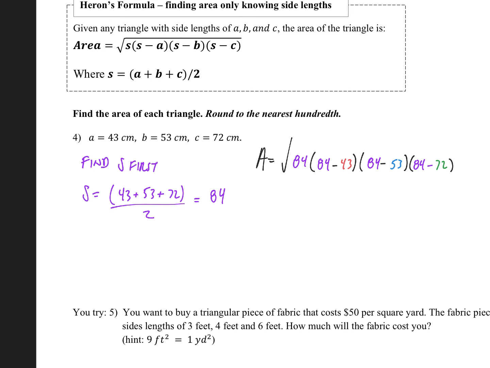So you can type it in just like that if you want to, or if you wanted to do some of the simplifying in your head and make it a little easier to type in, you might want to do that. So 84 times 41 times 31 times 12. So just make sure that's all under there. If you need to use parentheses, depending on how old your calculator is, make sure you do that.